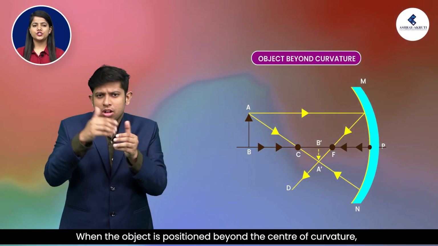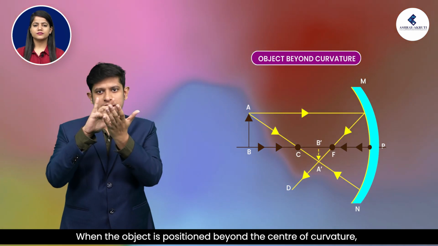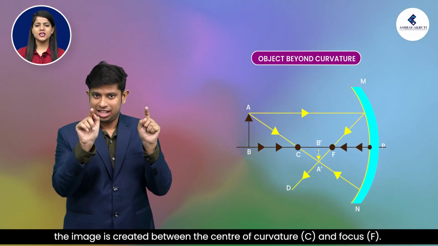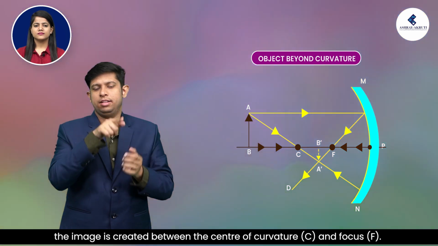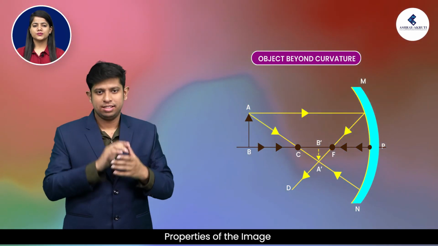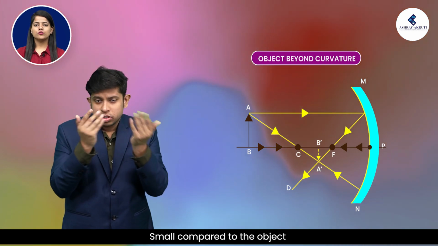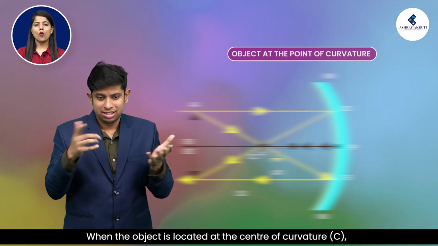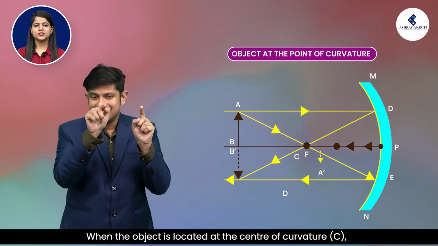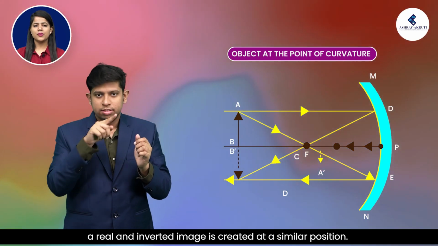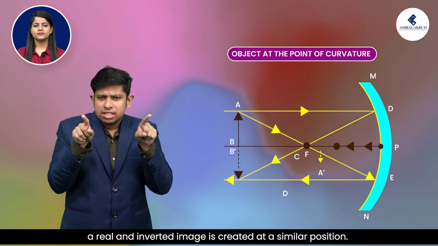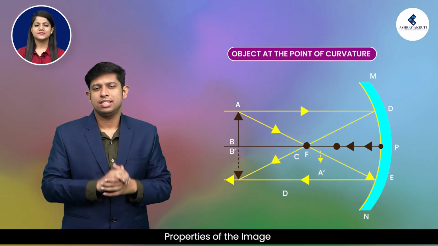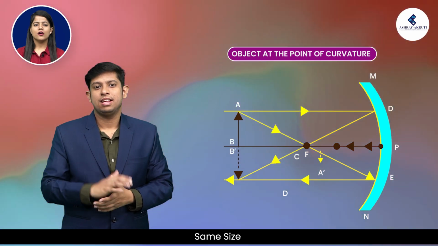When the object is positioned beyond the center of curvature, the image is created between the center of curvature C and focus F. Properties of the image: small compared to the object, real and inverted. When the object is located at the center of curvature C, a real and inverted image is created at a similar position. Properties of the image: same size, real and inverted.